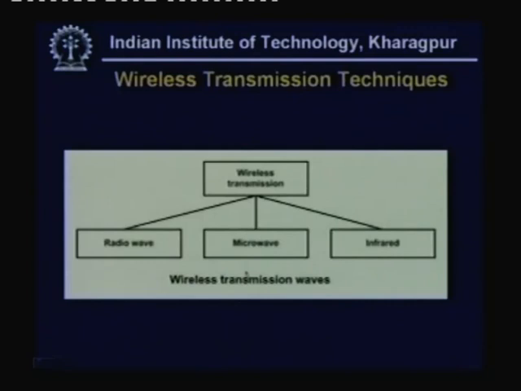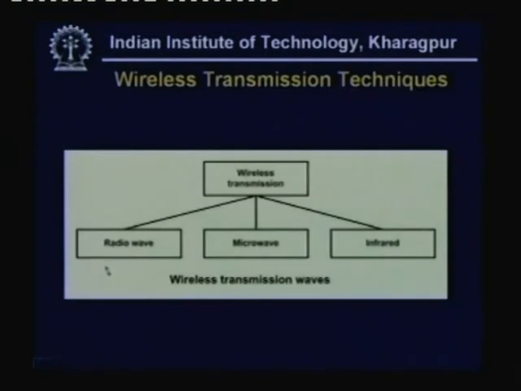Now, the wireless transmission techniques can be broadly divided into three types, as I mentioned earlier. What are the three types? First one is radio wave, second one is microwave, last one is infrared. First one is in the radio frequency range, second one is the microwave range, and this last one is essentially light, very high frequency range, that is infrared, as you have seen in that frequency spectrum. So, these are the three broad wireless communication techniques that we shall discuss.